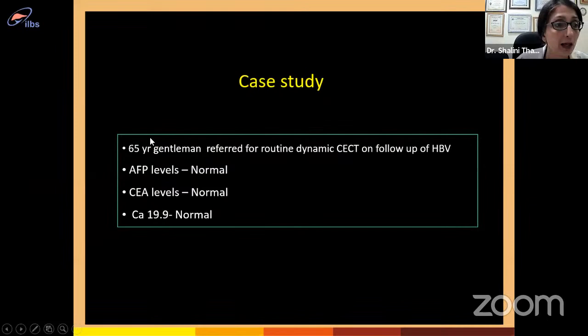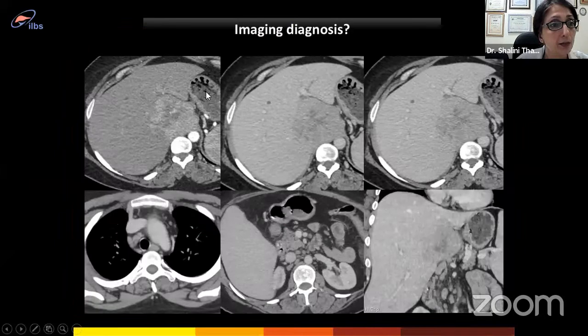Another case, a 65-year-old gentleman with all tumor markers normal on HBV follow-up. And here we see this large lesion in the caudate lobe. Looks like an enhancing tumor. There is a beautiful washout and it appears to have a capsule as well. Multiple nodes in the lung. I thought these are metastatic nodes, and here there are multiple nodes in the abdomen as well. What do we see in the coronal reconstruction? This tumor seems to have infiltrated the IVC.